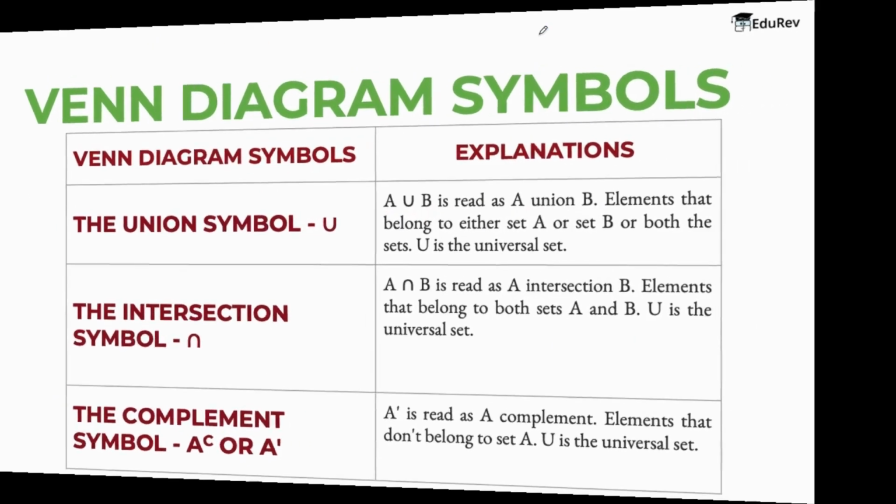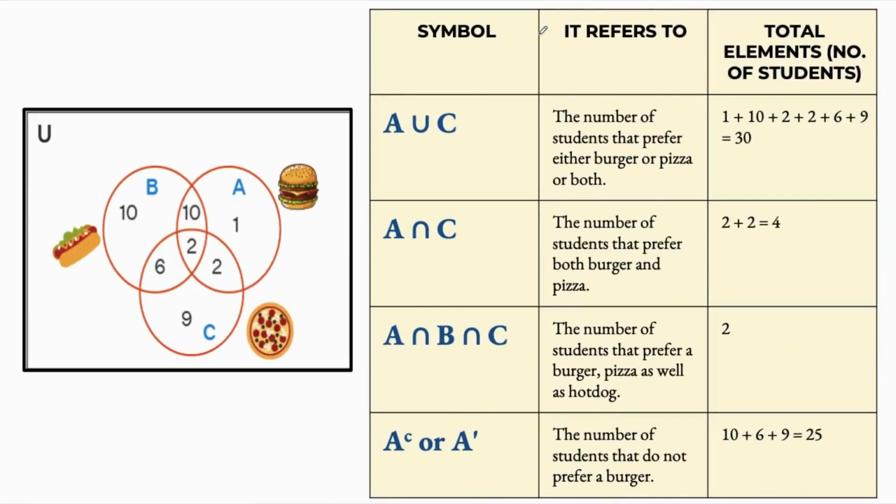So let's move forward. There is this beautiful example which is displayed on your screen. We basically have to find out what is going to be A union C, then what is going to be A intersection C, then what is going to be A intersection B intersection C, and what is going to be A complement, or A dash, in that reference.